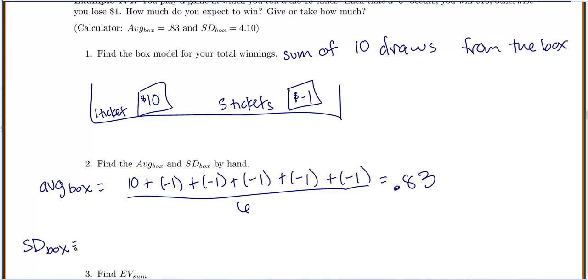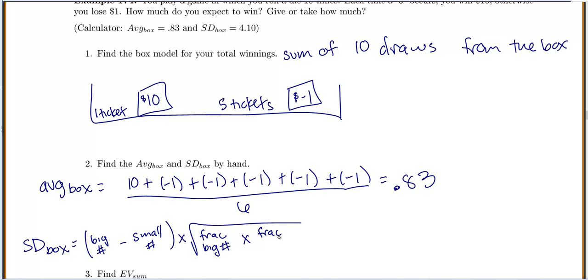Now for the standard deviation of the box. So once again, it's going to be our big number minus our small number times the square root of the fraction of the big number times the fraction with the small number. So what does this give us? When we say big number, we just mean $10 is the bigger number. So 10 is the big number, -1 is the small number.